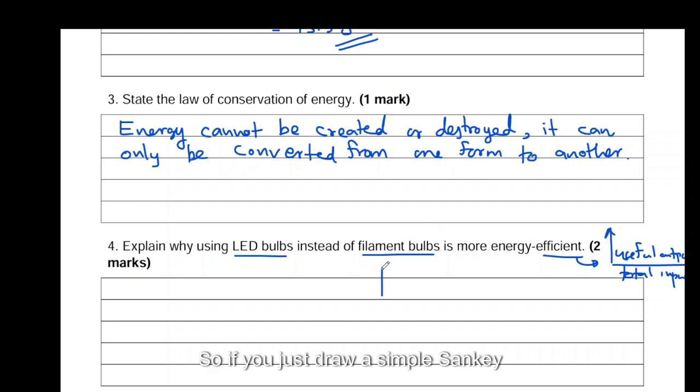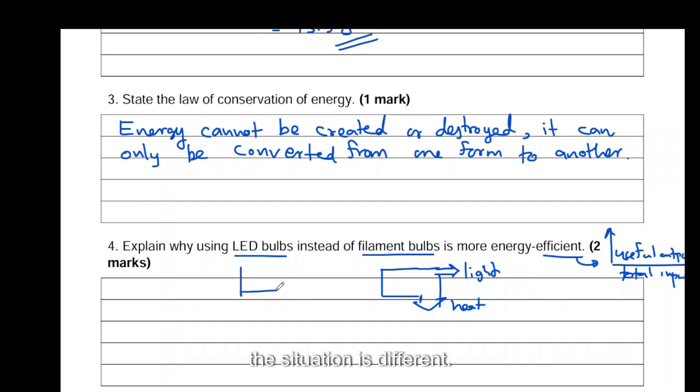So if you just draw a simple Sankey diagram, you don't need it here, I'm just explaining it with that. So for a filament lamp, maybe this is the useful form of energy and the waste is quite big. So this is light and this is heat. But if you think about an LED lamp, the situation is different. You have a large amount of energy converted into light energy and only a small proportion of energy is converted into heat, which is the waste. So this is basically the idea, but you don't really need the diagram like this. I just drew it to explain it.